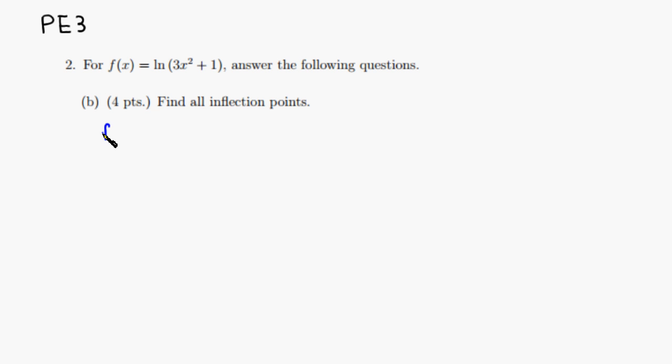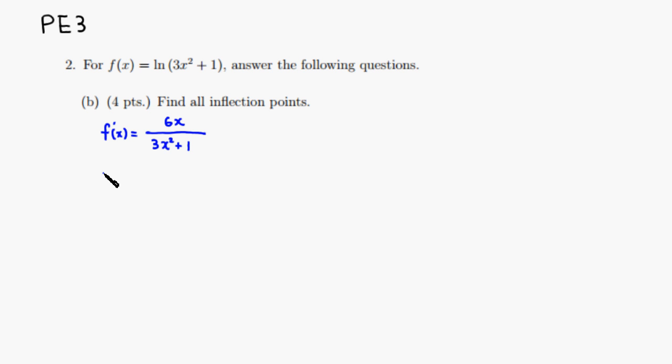So f prime of x is equal to, whatever is inside the natural log, I'll put it here: 3x squared plus 1. Take the derivative of that and put it on top, so that will be 6x. So that's the first derivative.